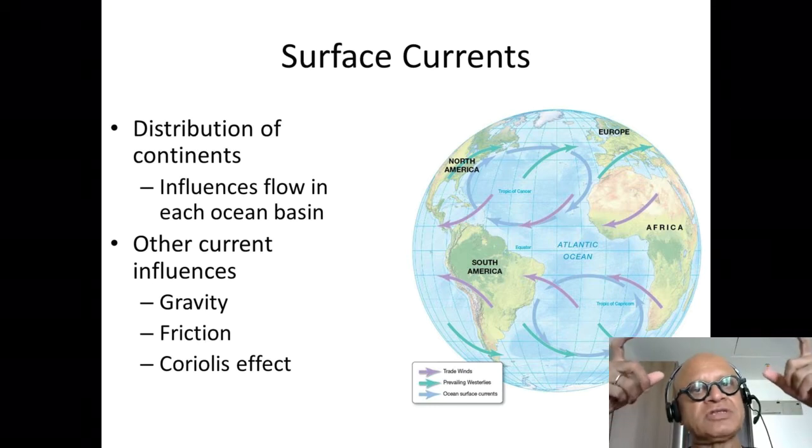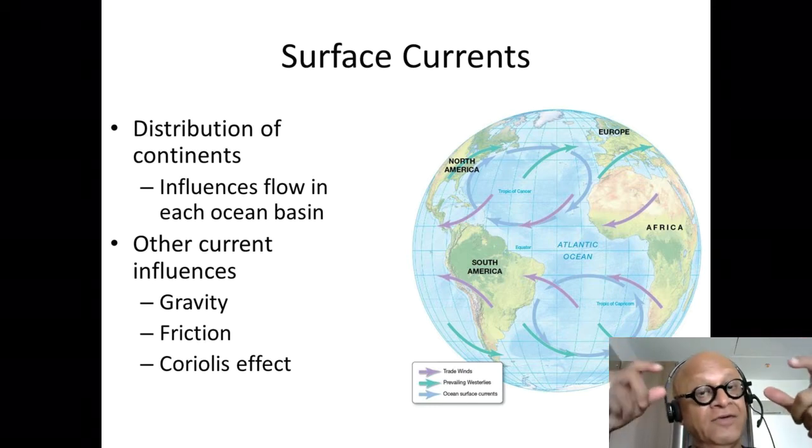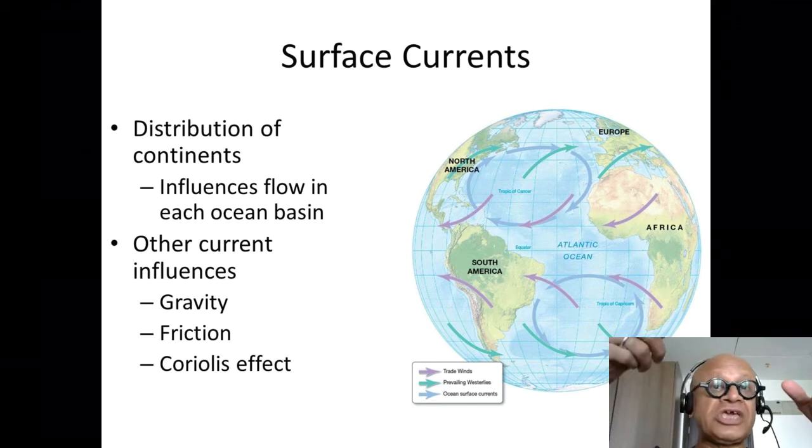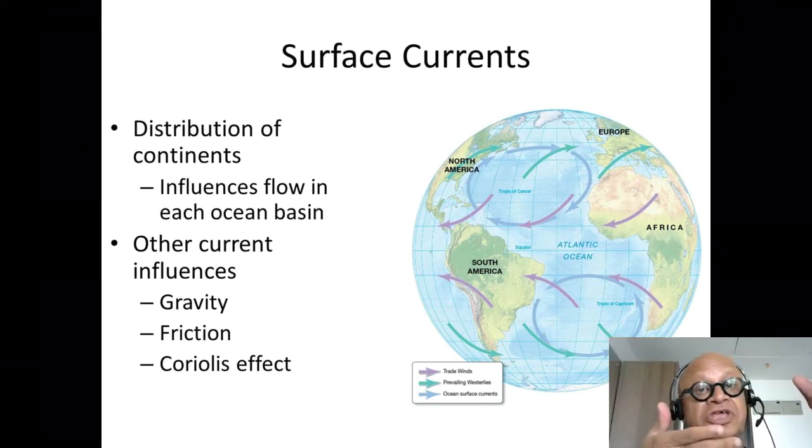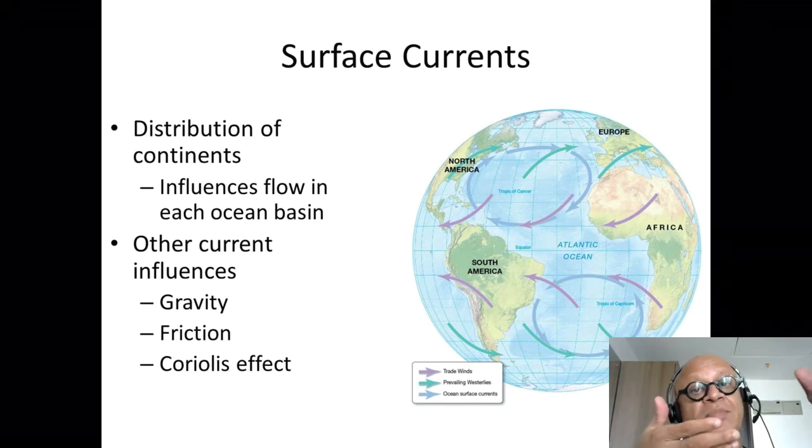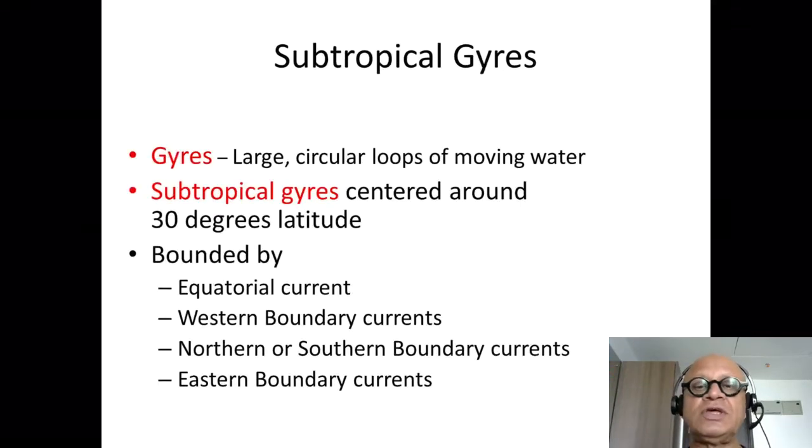You have learned about the subtropical high, which was related to the sinking in the Hadley cell. The Hadley cell had trade winds in the tropical regions and subtropical regions and meeting the westerlies in the mid-latitude regions. So the gyres are basically these large circular loops of moving water. Subtropical gyres are centered right around the subtropical high that we talked about.